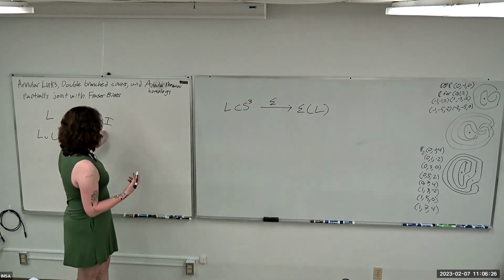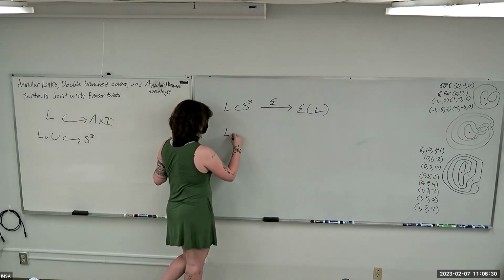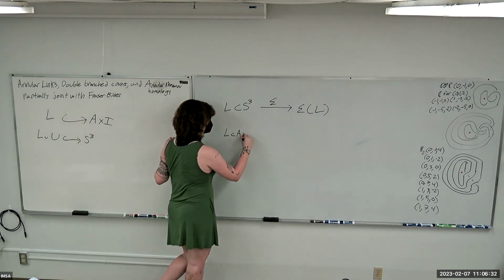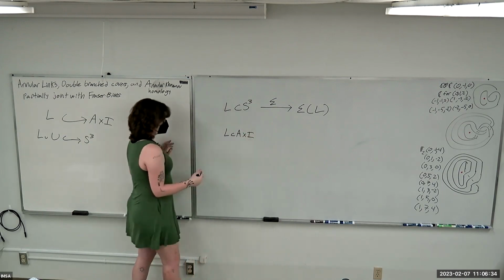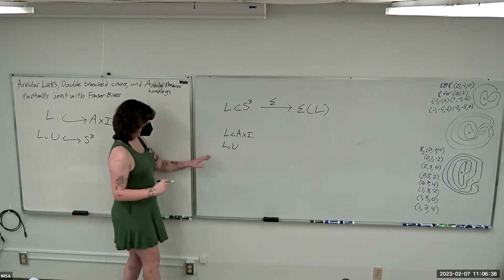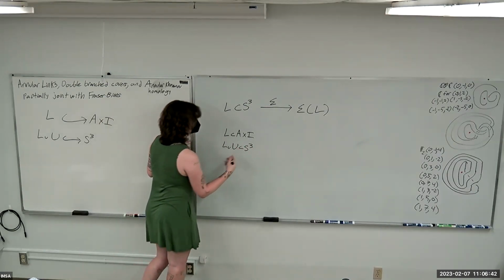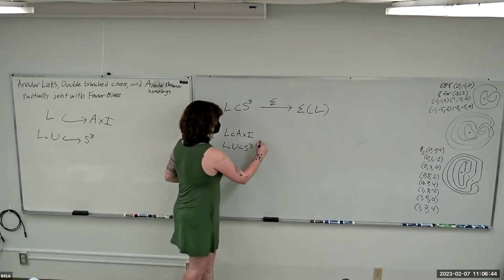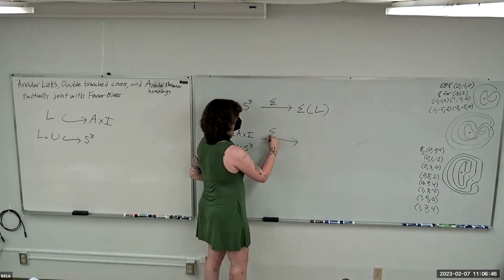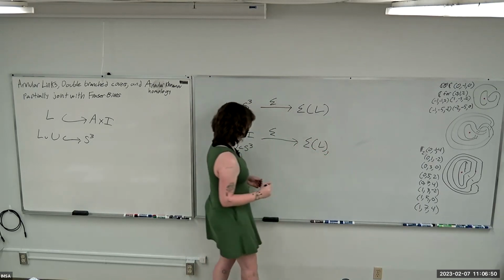And so what do we get if we instead are saying, actually, we have our link sitting inside of a thickened annulus, or alternatively, we have our link with a distinguished unknotted component in S3. This is going to give us a little bit more structure. Of course, we can still take a branched double cover over our link and get ourselves a 3-manifold.